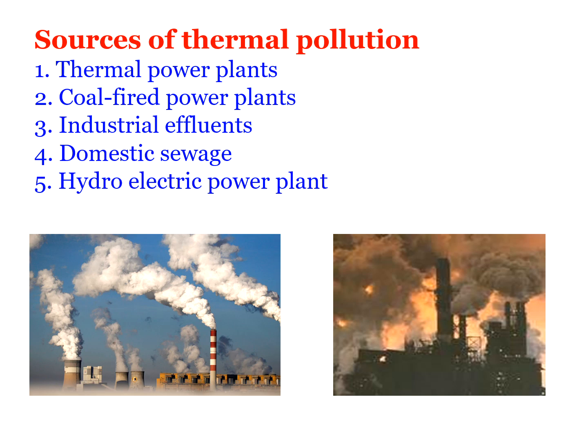But when they are generating power, at the same time they are also releasing too much toxic waste and too much heated water, which is affecting our environment. The third one is industrial effluents, and the fourth and fifth ones are domestic sewage and hydroelectric power plants.